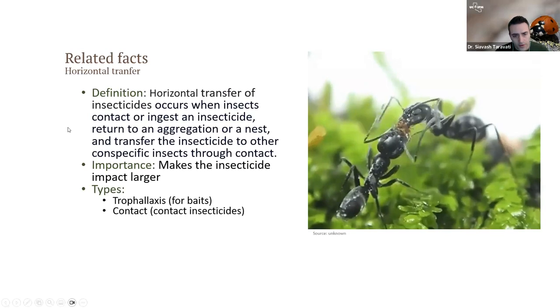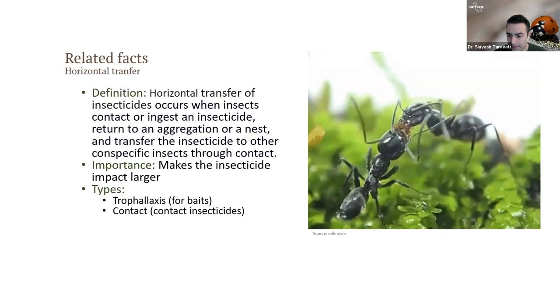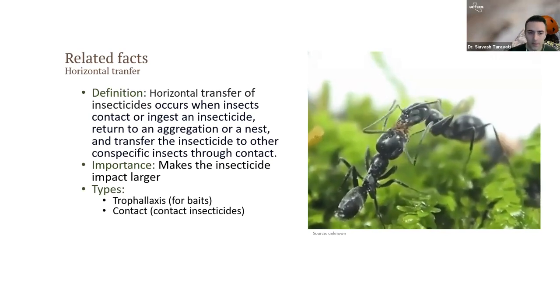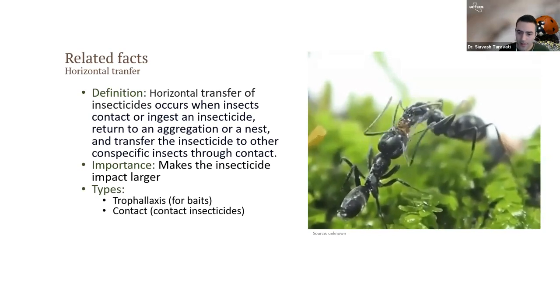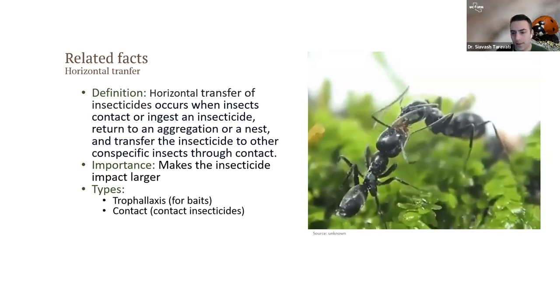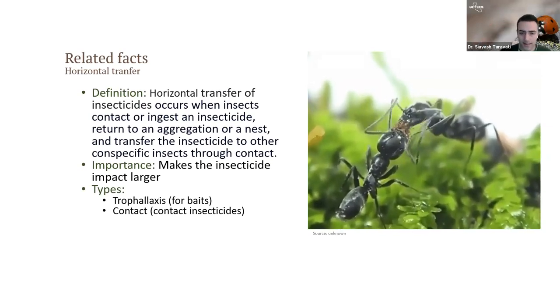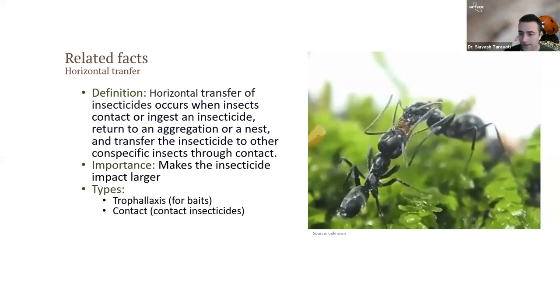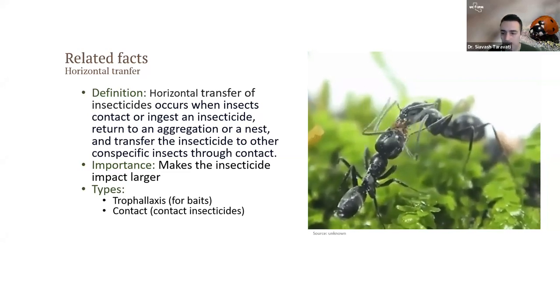Then you have another interesting fact in ants: anytime you do a treatment, you have this phenomenon called horizontal transfer, and it comes from public health. In public health, disease transmission, you have vertical transmission when, for example, a mother passes a disease to her child, like Zika, and then you have horizontal transfer, like somebody passes flu to me because we just shook hands or saw each other somewhere.